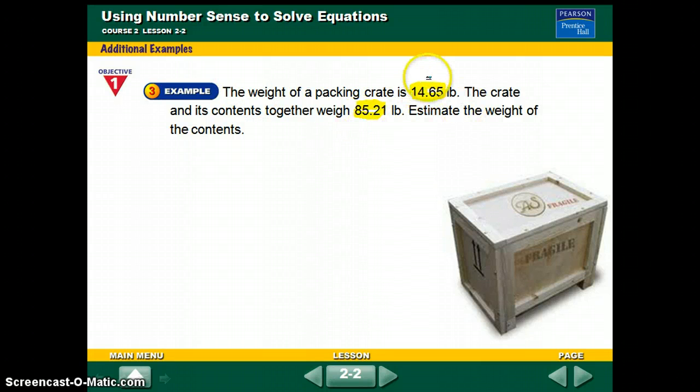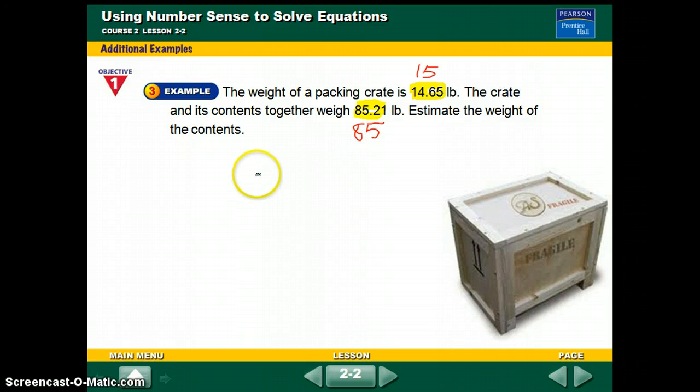So it says the weight of a packing crate is 14.65. See that first number? What would that round to? Well, you could say it's about 14.5 pounds, but let's try to find an easier number. Isn't that pretty close to 15 pounds? If I say someone's 14.6 years old, they're pretty close to 15. Not quite there, but close. We could round it to 15. Now the crate and its contents together weigh 85.21 pounds. That's pretty close to 85. So we got both of those numbers.